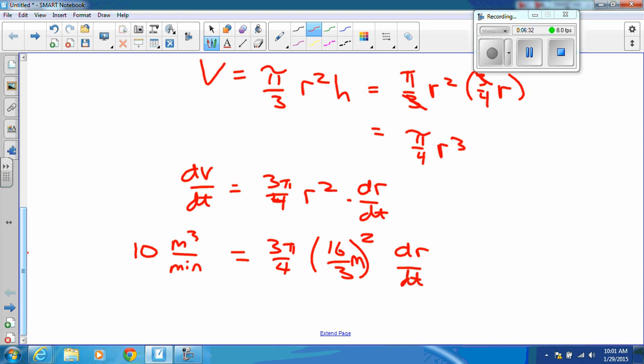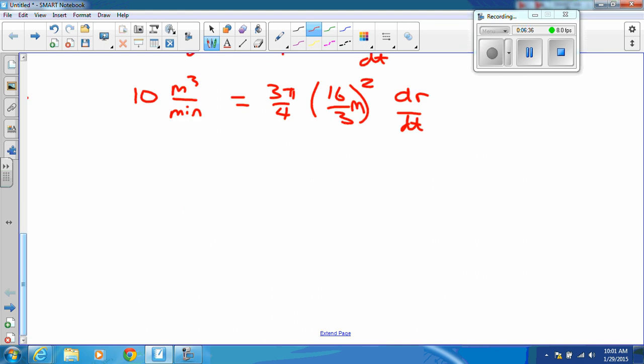And now it's just a matter of solving. dr/dt is equal to, how about we divide both sides by all of this?